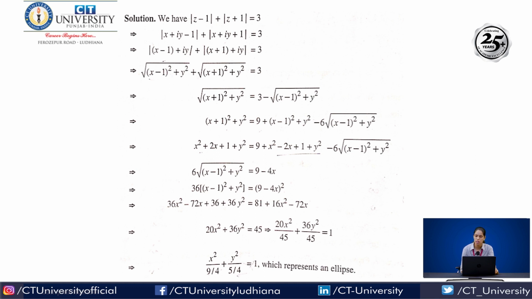So solving the whole equation, 6 under root (x minus 1) whole square plus y square equals 9 minus 4x. Again squaring, 36 times (x minus 1) square plus y square equals (9 minus 4x) whole square. Solving the squares and other parts, I am left with 20x square plus 36y square equals 45. That is the second last step of the equation. Taking 45 on the other side, 20x square by 45 plus 36y square by 45 equals 1. After cancellation, I am left with x square by 9/4 plus y square by 5/4 equals 1, which represents an ellipse. So this is the locus of the point, an ellipse.